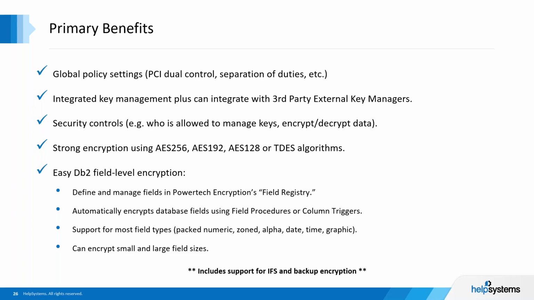The steps are basically to define which fields you wish to have in an encrypted state. There is a field registry within the software, and then the process will automatically generate the field procedure. There is an option to use a column trigger. However, most people don't do this because the field procedure approach is a better one in most instances. But it's going to generate that field procedure, and then it's going to attach it to the file. It's going to put that data into an encrypted state without you having to do any code generation at all.